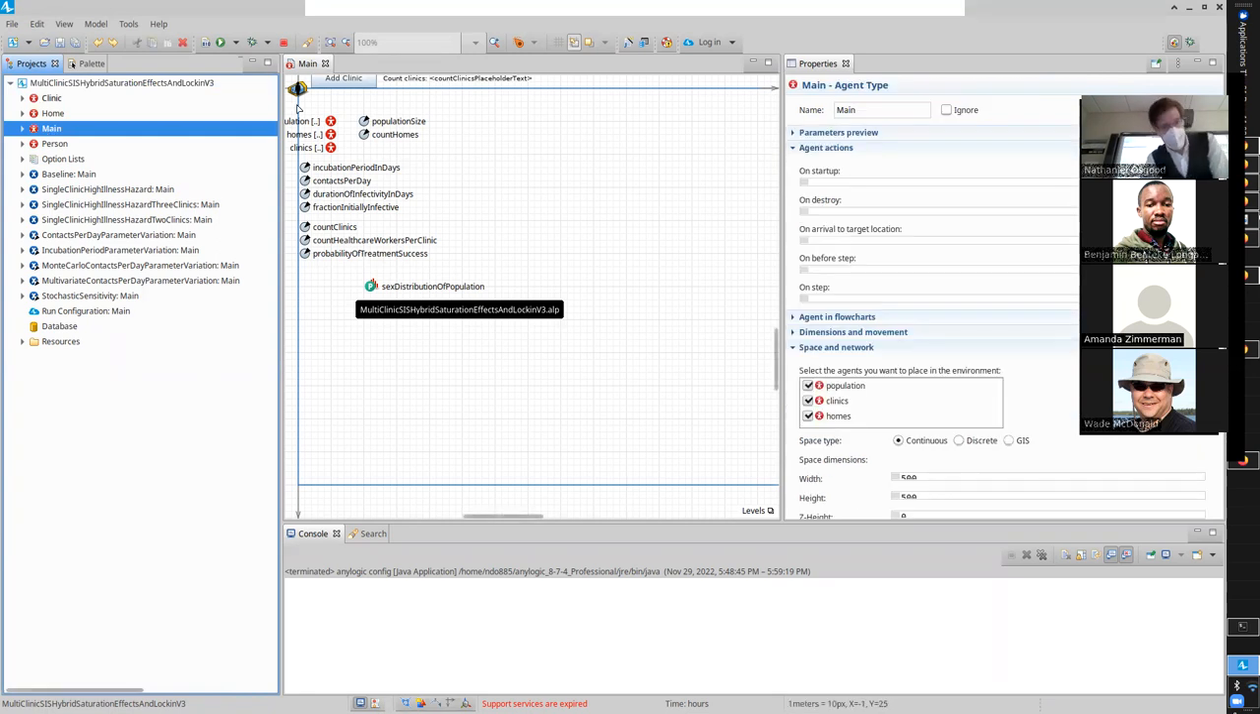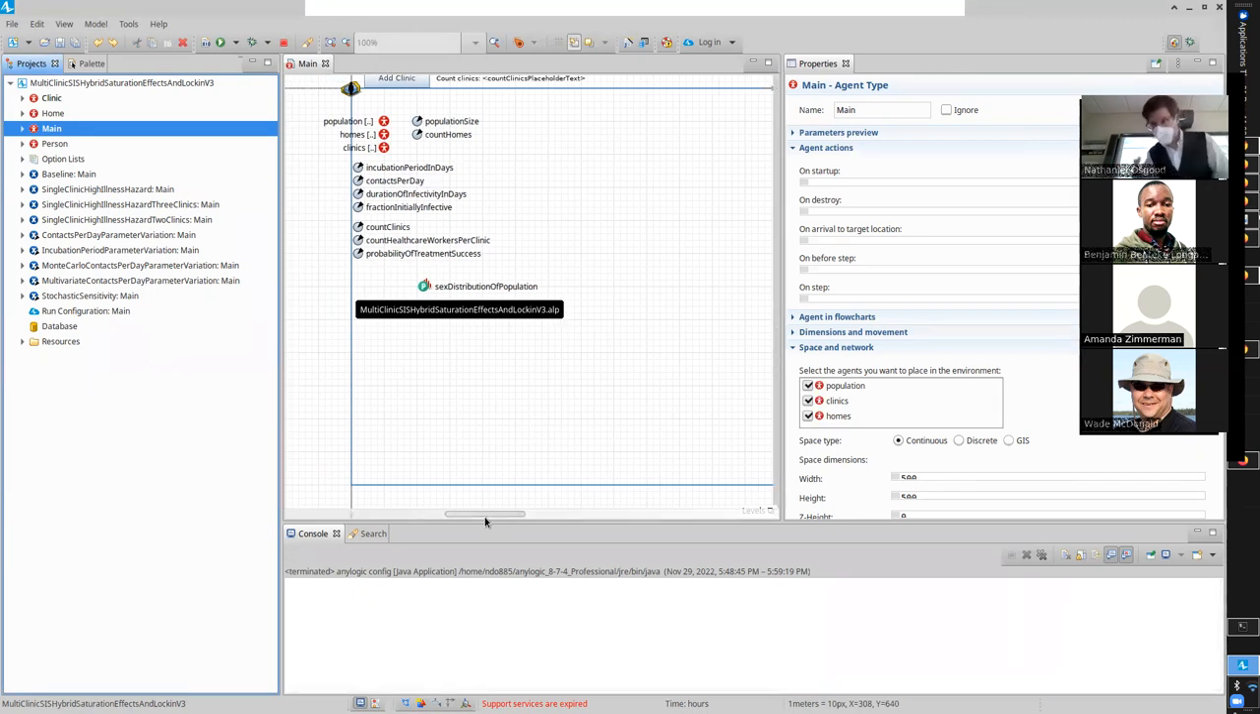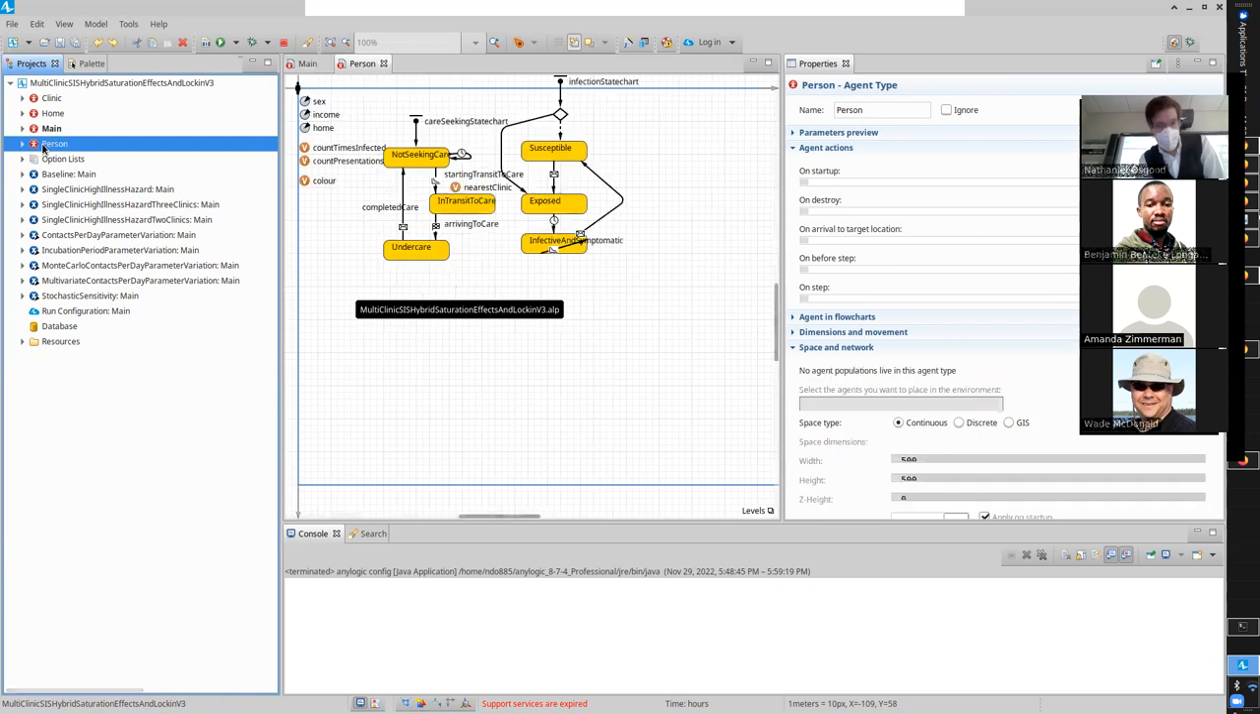So we have the main environment, and the main environment has, as an agent-based model, a set of populations. In this case, it's a population of homes, clinics, and people. People live in homes, but persons can develop illness. It's a treatment-mediated recovery situation where they go through a set of states, which can leave them in an infective and symptomatic state, but in order to recover, they require treatment.